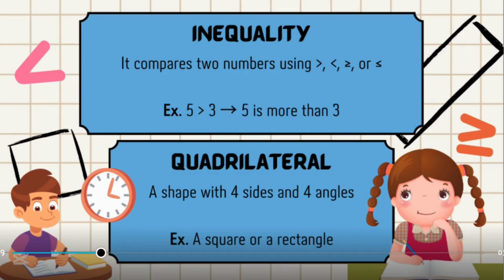Now, let's move to quadrilateral. A quadrilateral is just a fancy word for a shape with 4 sides and 4 angles. That includes squares, rectangles, trapezoids, and more. If it has 4 sides, it's in the club.